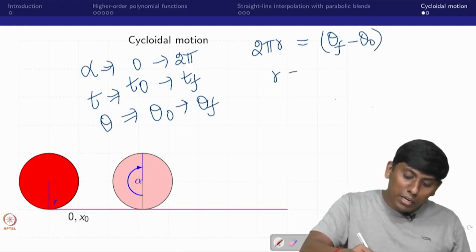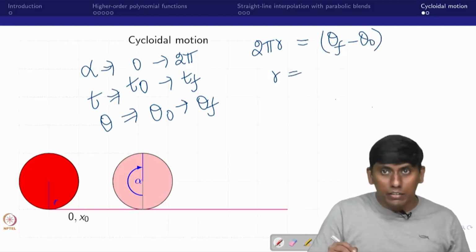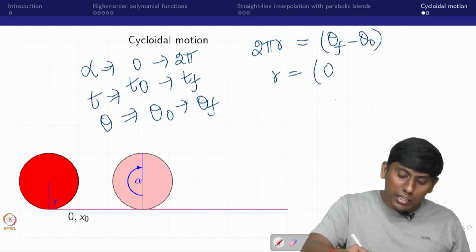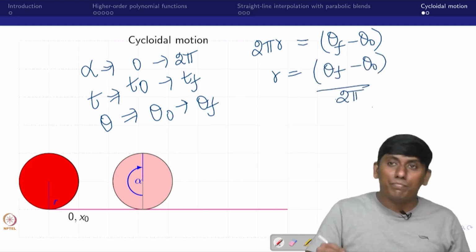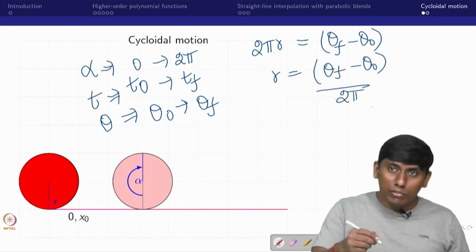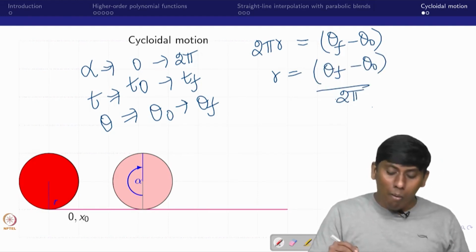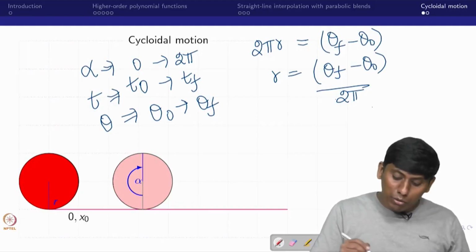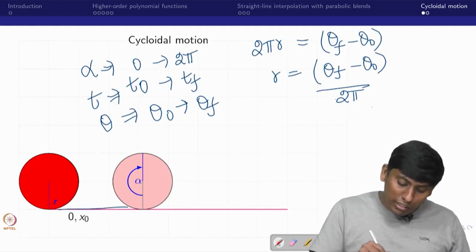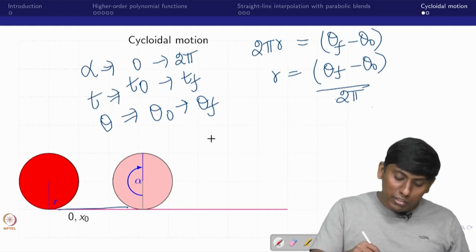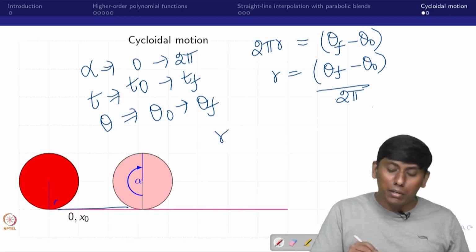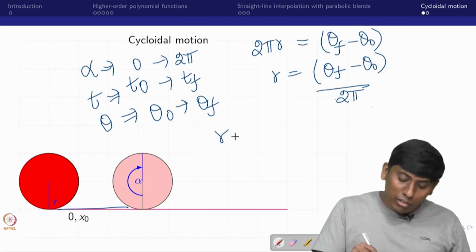In that sense I can find the radius, which is theta f minus theta naught, whole divided by pi. Then I can find further. I want to find out the distance covered here. I take any random point, and the distance covered is r alpha minus r sin alpha.